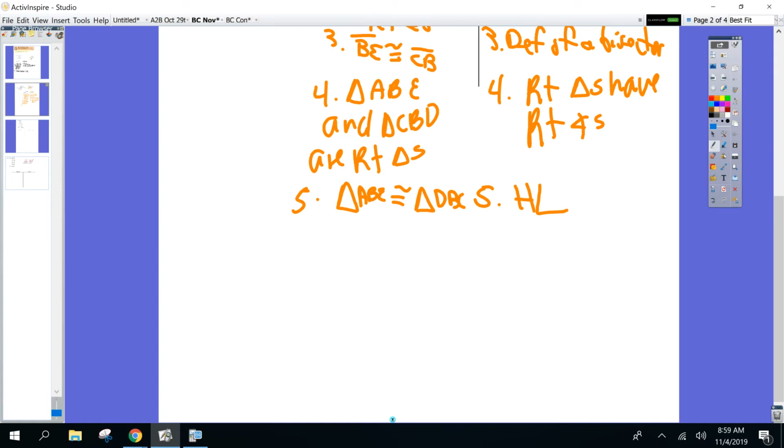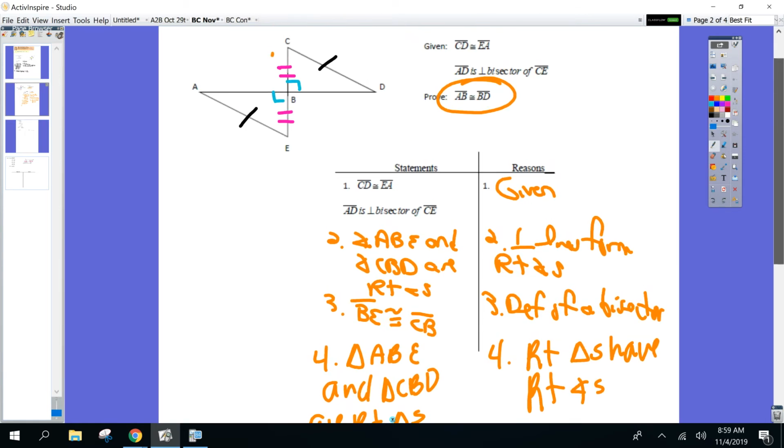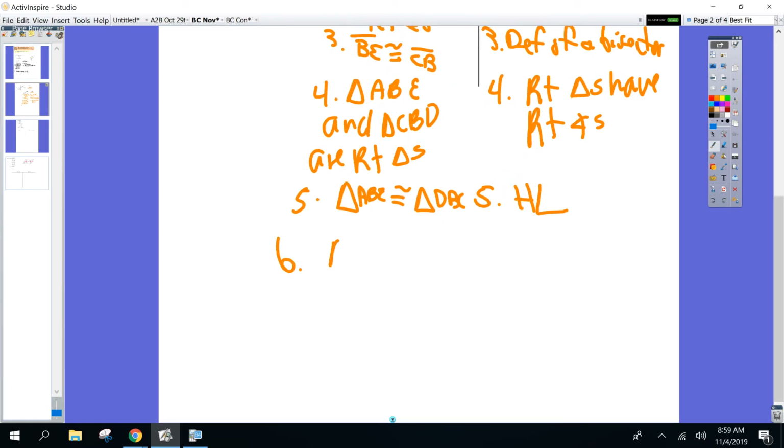So once the triangles are congruent, any pair of corresponding parts are congruent, including AB and BD. And if you're going to use it, it's got to be in the correct order. Or you could write out corresponding parts of congruent triangles are congruent.